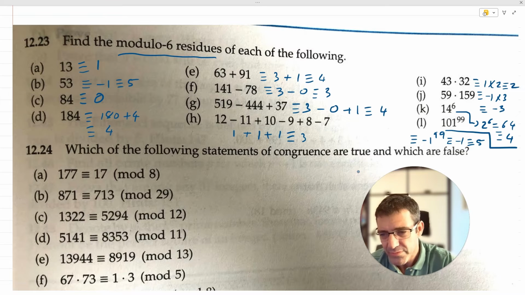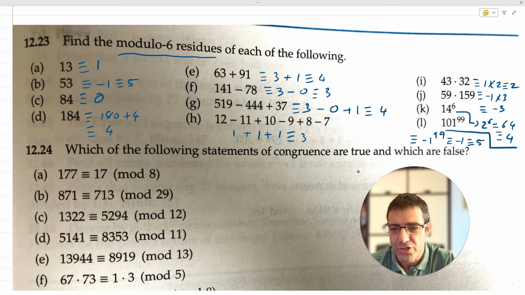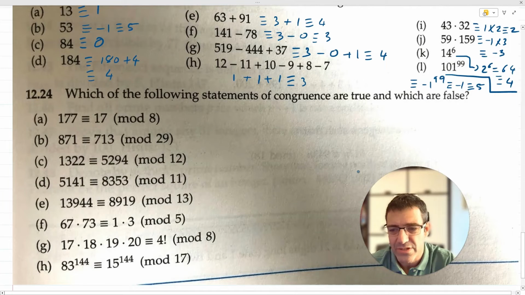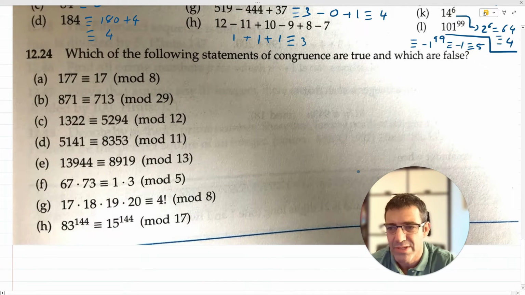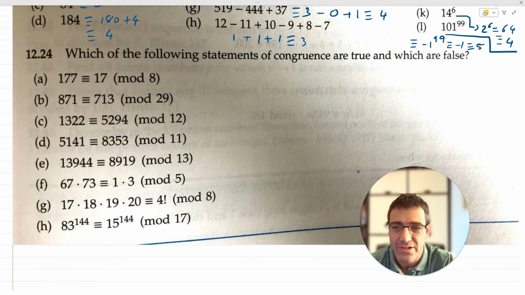Okay, to verify if this is true here, we're going to talk in mod 8. So we have some questions here that we can do. So 177 and 17. Well, 177 we can say is congruent to 17 mod 8 because it's 160 plus 17, and 160 is going to be a 0. So this is congruent to 17. Actually, both of the sides are a 1. 17 is a 1, and 177 is a 1.